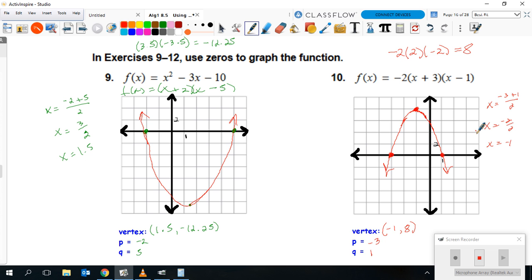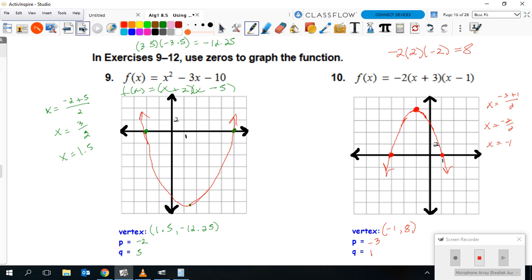There you go. So we graphed the function using the zeros. We just got the vertex point and the 2 zeros, and we got the idea of this function. So we know it's U-shaped, and we know it's opening down. We get the idea of what it looks like. All right, just 2 more problems.